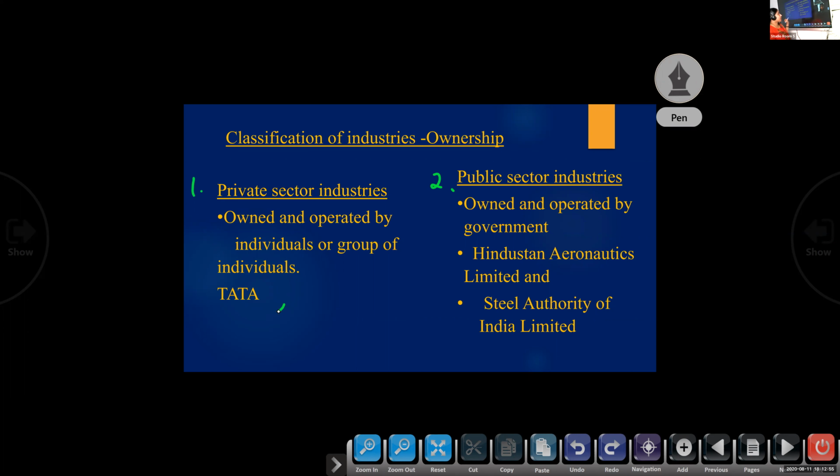Public sector industries are owned and operated by government, completely under the control of government. Example Hindustan Aeronautics Limited, aircraft manufacturing. What are the products of Hindustan Aeronautics? Aircraft, helicopters, airplanes. Steel Authority of India, steel. It's a steel manufacturer in India. Clear? These two classifications are clear based on ownership, private and public.